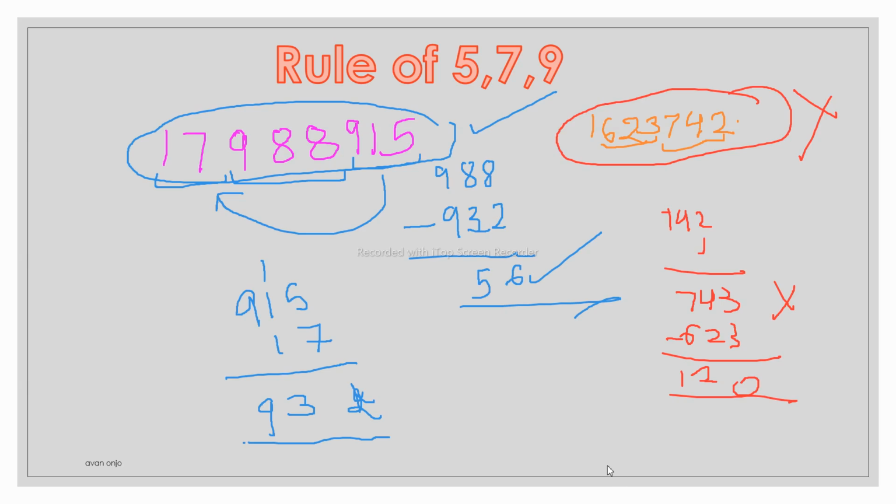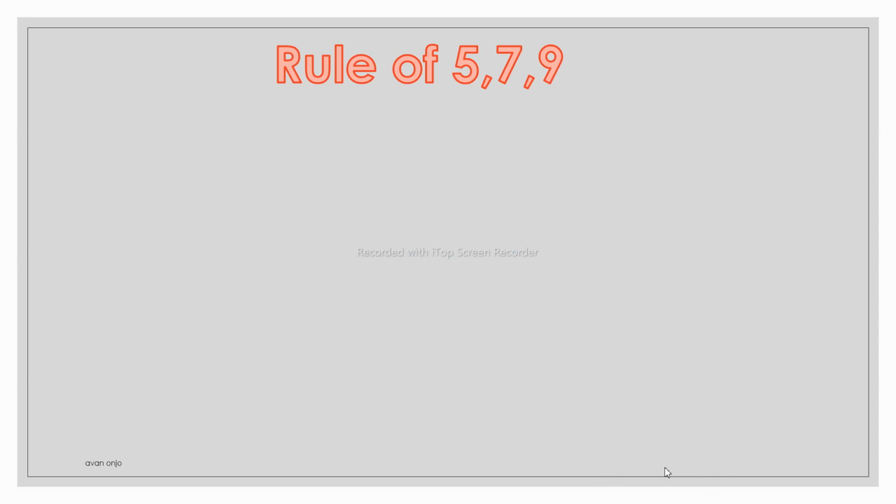Now I'm going to start with the rule of 9. Again, a very important rule. Okay, so the rule of 9, I think this color is not visible. So when I look at the rule of 9, it is again one of the very important rules that you have to study. Now let me just write a number.